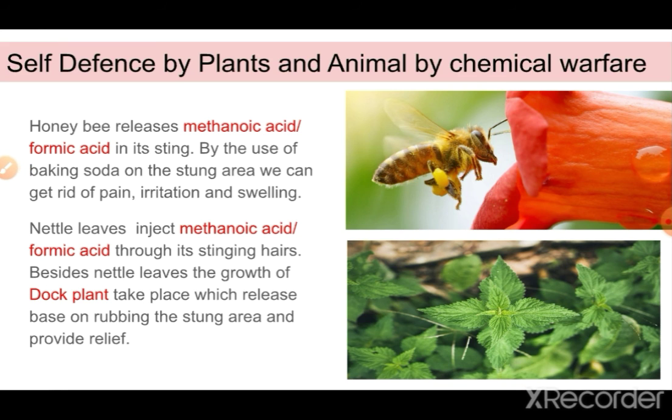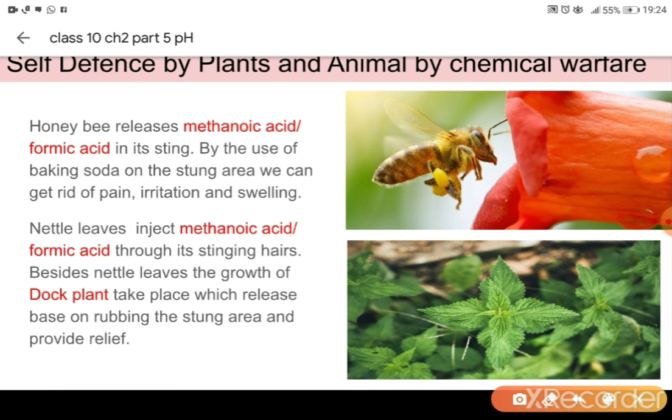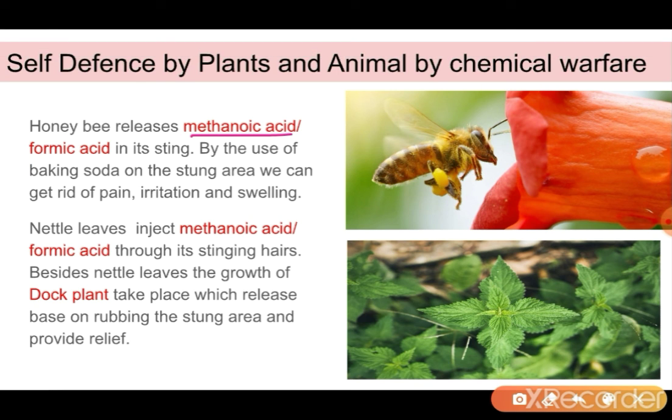There is a self-defense mechanism in plants and animals by chemical warfare. Honeybees release methanoic acid, also known as formic acid, in their sting. So whenever we have a sting of a honeybee, you must have seen that there is a lot of pain and irritation and also swelling in that stung area. And when we rub some baking soda, toothpaste, or calamine lotion on that stung area, we get relief from pain and irritation.